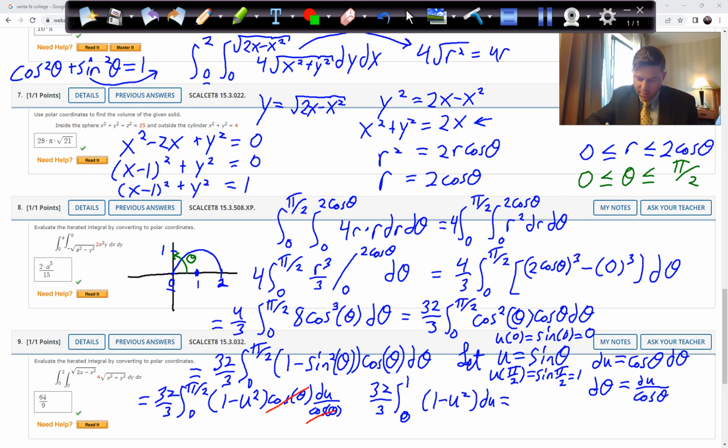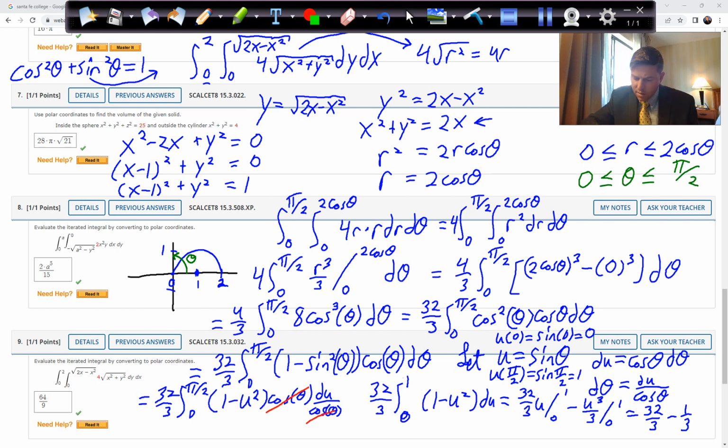Now the antiderivative of 1 is just u from 0 to 1, and the antiderivative of negative u squared is negative u cubed over 3 from 0 to 1. And so we're going to get, from the first term, 32 thirds. From the second term, we're going to get minus 1/3.